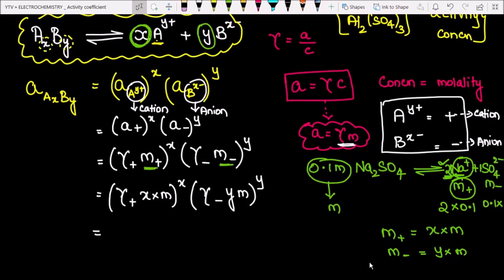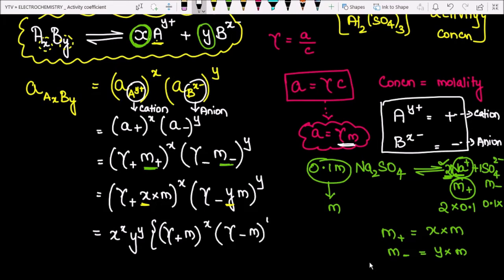Now what can be done is that I'll take out this coefficient part separately. Here you have x power x, and here you have y power y. So I'll write it as x power x into y power y. And what do I have in the bracket? I have gamma plus into M power x, similarly multiplied by gamma minus into m power y.